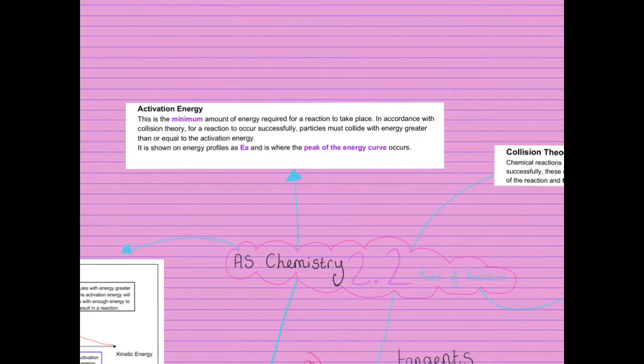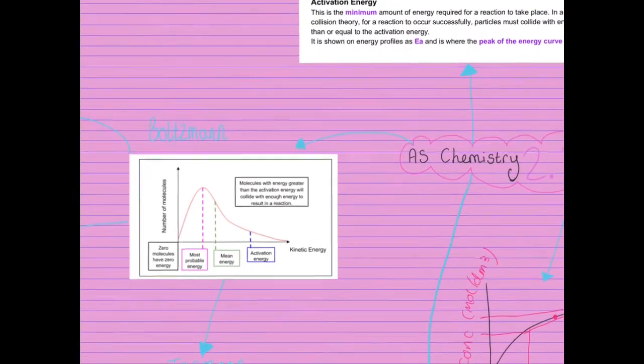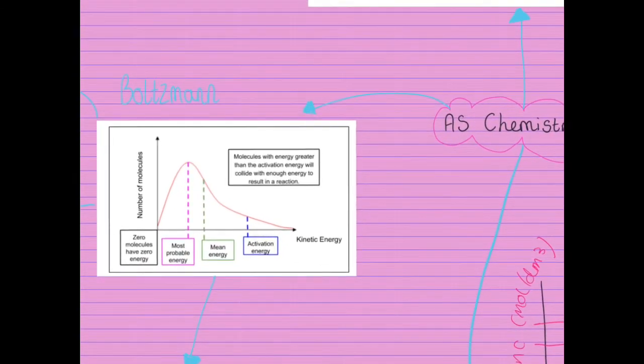And the final thing that is quite different from what we did at GCSE is looking at our Boltzmann distribution. Okay, so this is just the average Boltzmann distribution. It shows the number of molecules and how much kinetic energy they have, so how much energy they have to move, so then they can collide. Molecules with greater energy than activation energy will collide with enough energy resulting in a reaction.